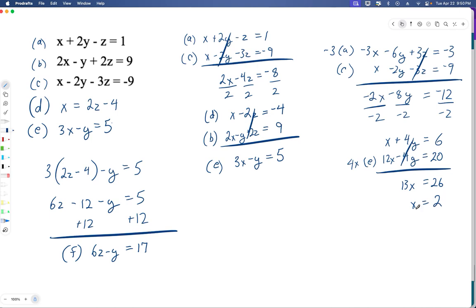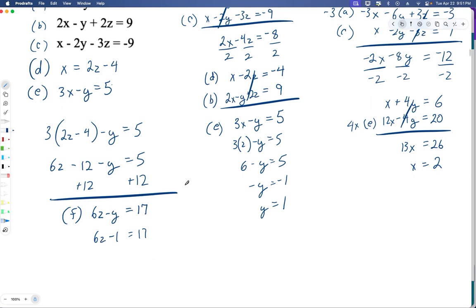All right, I finally have a substitution value for x. So that's going to allow me to find the value of y by putting this in here. So 3 times 2 minus y equals 5. 6 minus y equals 5. So negative y equals negative 1. Y equals a positive 1. I can put that into F. 6z minus 1 equals 17. Add 1 to both sides. 6z is equal to 18. Z is equal to 3.